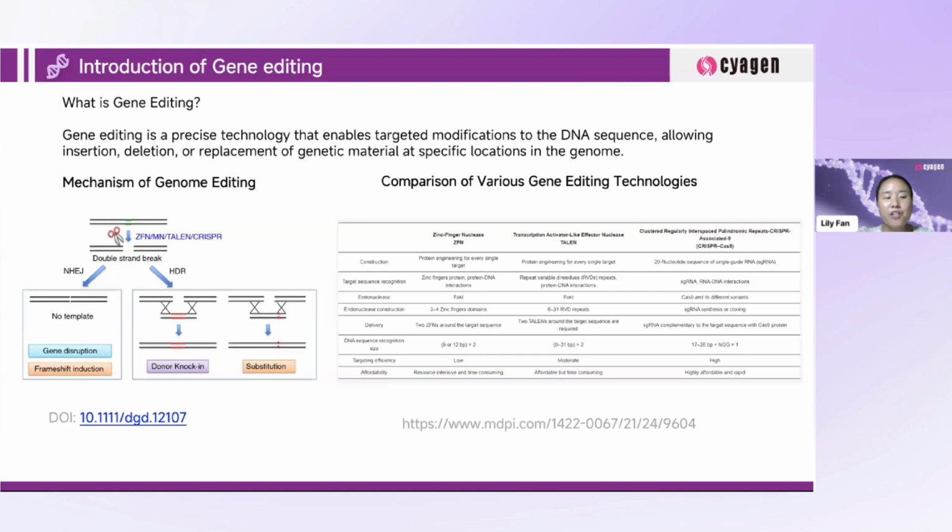Among the gene editing technologies, CRISPR-Cas9 offers the highest efficiency and affordability, with simpler construction and delivery compared to ZFN and TALEN, which require complex protein engineering.